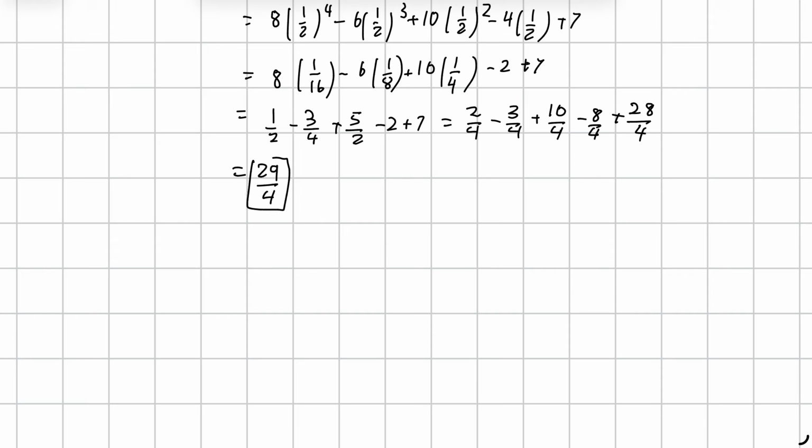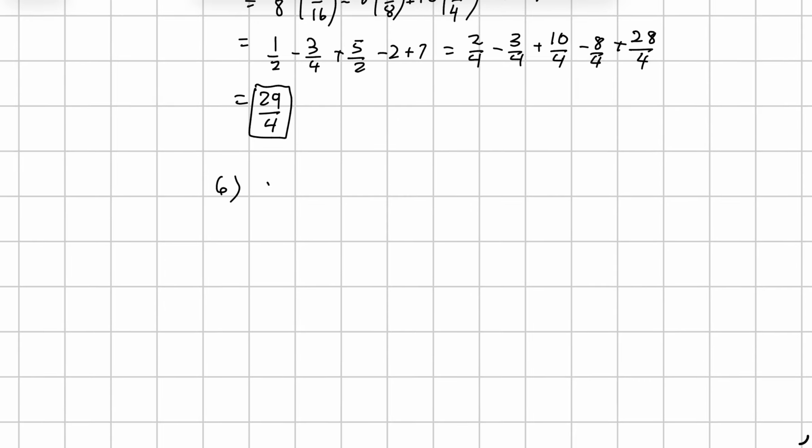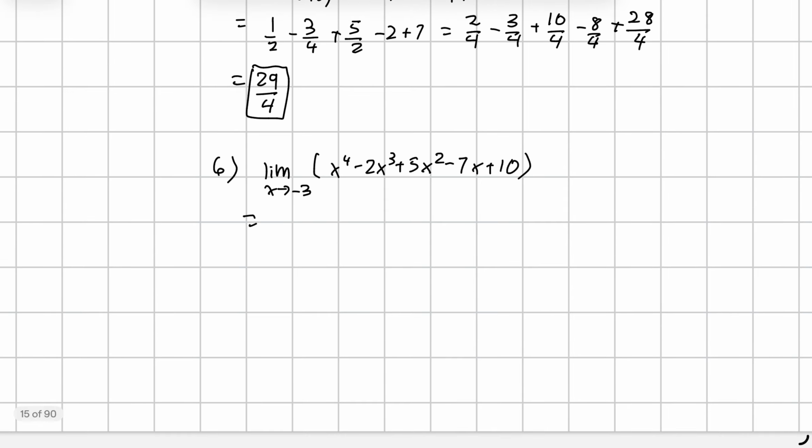Now, for our next problem, let's do the limit as x approaches negative 3 of x to the power of 4 minus 2x cubed plus 5x squared minus 7x plus 10. So for every one of your x's, you substitute in negative 3. That is negative 3 to the power of 4 minus 2 times negative 3 to the power of 3, plus 5 times negative 3 squared minus 7 times negative 3 plus 10.